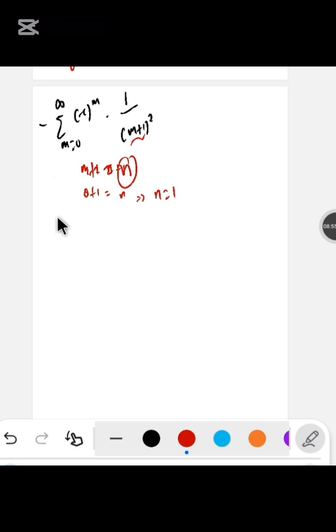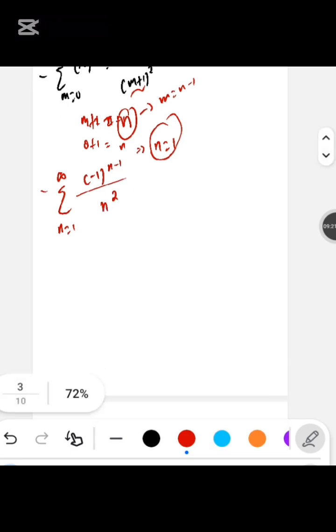So we're going to have negative sum of, instead of writing m now, we're going to write n, and n will be starting from 1 to infinity. Then negative, instead of writing m, you write what? If m plus 1 is equal to n, this means m is equal to n minus 1. So we have minus 1 raised to the power of n minus 1, then everything over, don't forget m plus 1 is now n, we have n to the second power.